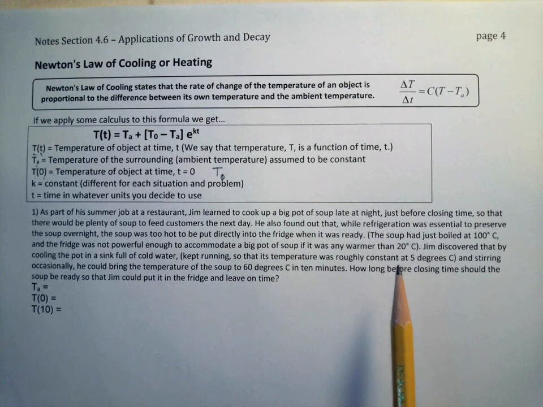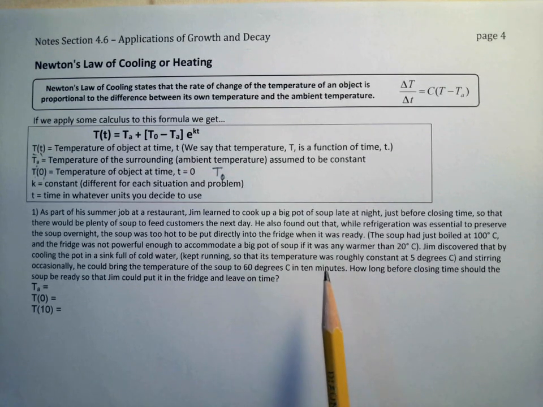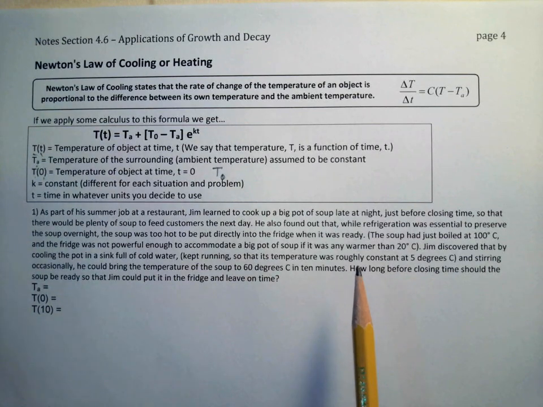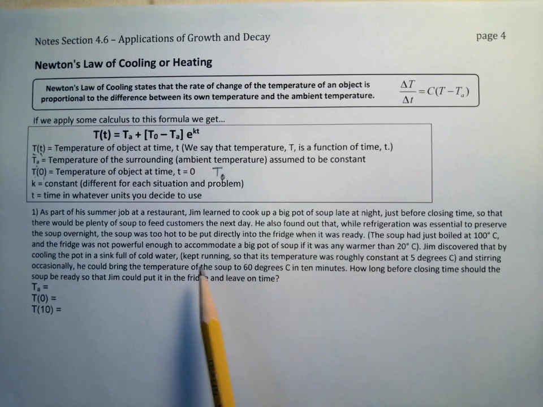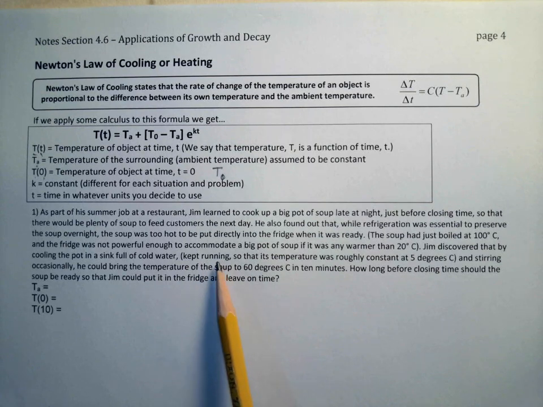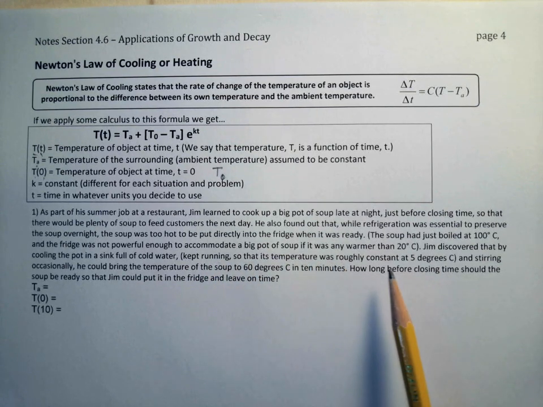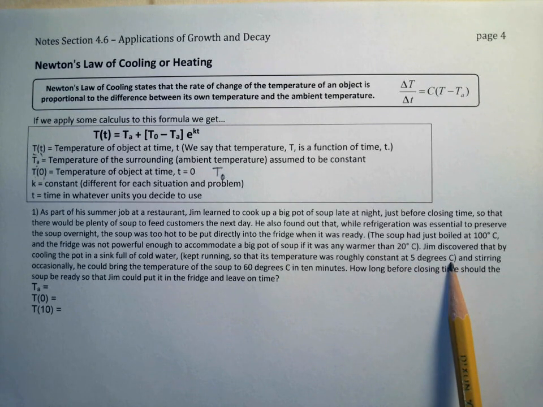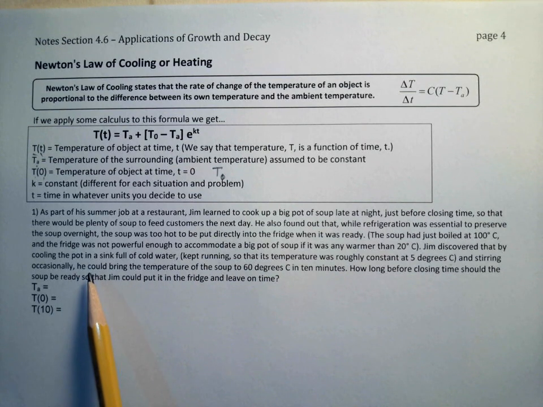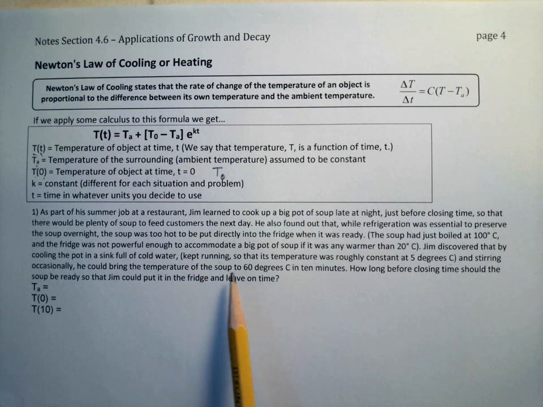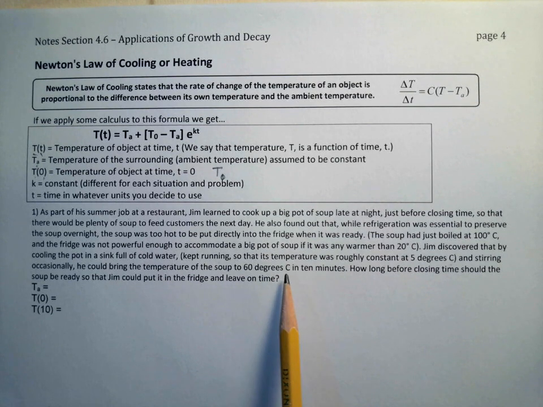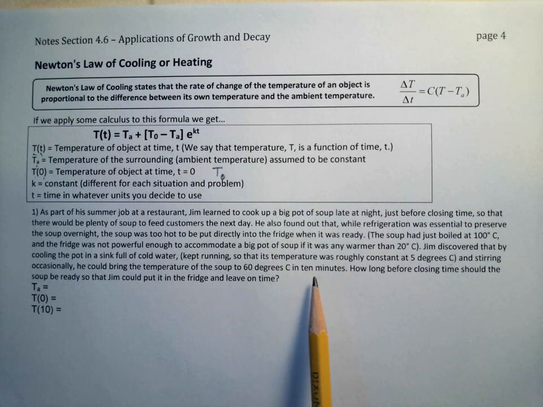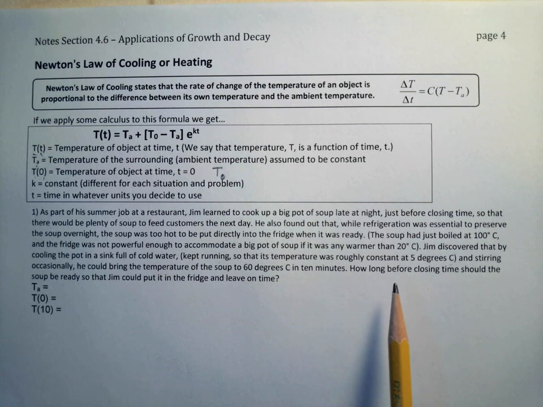He's taking this pot of soup and putting it into a sink that's stopped up with cold water running into it, maintaining a constant temperature. So the water's kept running so that the temperature was roughly constant at 5 degrees Celsius. So it was fairly cold water that the pot of soup is sitting in. And then he's stirring it occasionally, so that he could bring the temperature of the soup down to 60 degrees Celsius in 10 minutes. All right, so in 10 minutes he could reduce it.